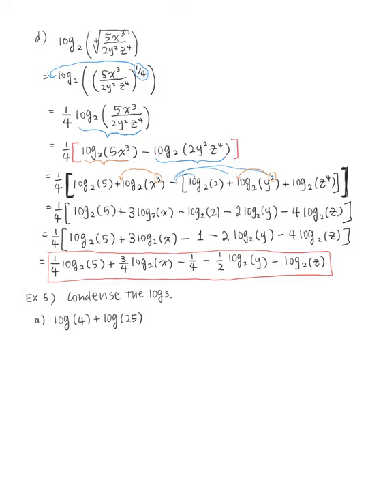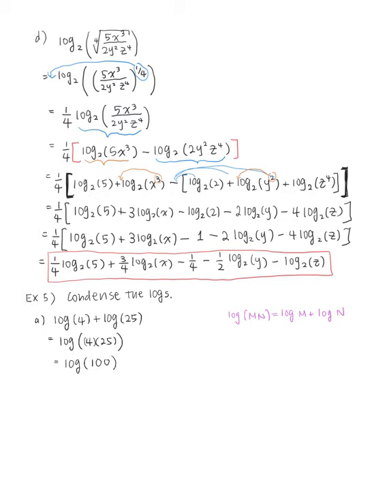Okay, so now let's recall that log of m times n is log of m plus the log of n, right? So what we need to do is we're going to have to multiply the two arguments together. So this becomes just log of 4 times 25, which is log of 100.